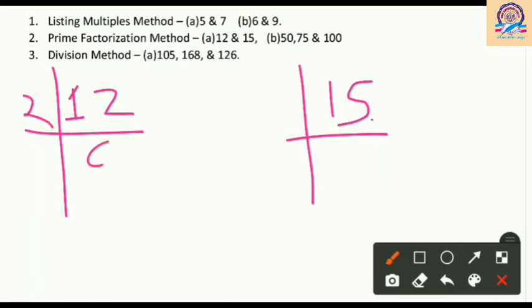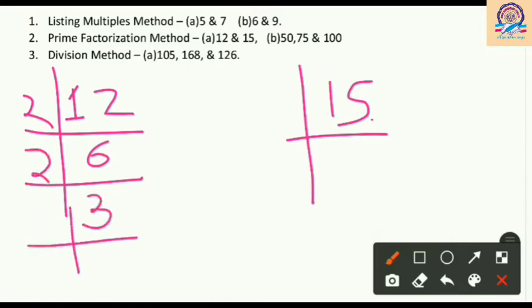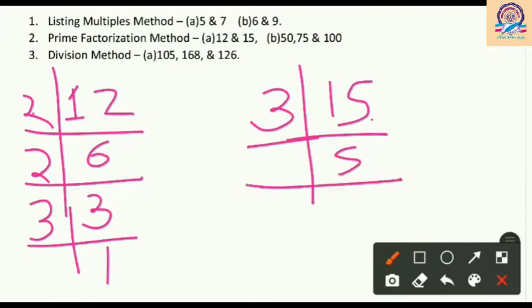So 2 sixes are 12. Now 6 is here, and once again it is divisible by 2. So 2 threes are 6. And here is 3, and 3 is already a prime number, you don't need to divide. And if you want to divide, you can divide by 3, so 3 ones are 3. So you got 2, 2 and 3. Now come to 15. 15 is not divisible by 2. Now go to 3, and 3 can easily divide 15. So 3 fives are 15, and now 5 ones are 5.